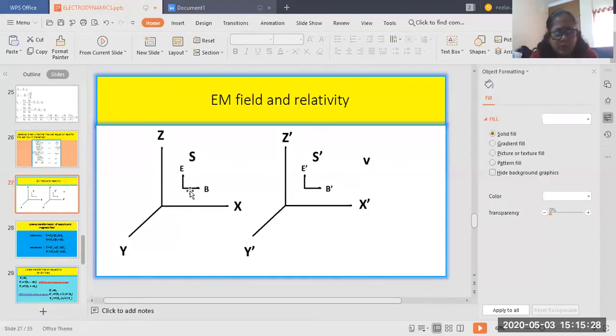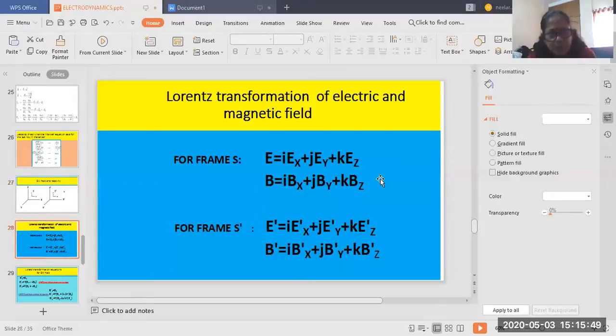So now what new thing I have added here? I have added electric and magnetic field here. So that means the variation of electric and magnetic field as a function of velocity. So that we are going to study further. Okay. So come to the next slide. So this already I have explained last class.